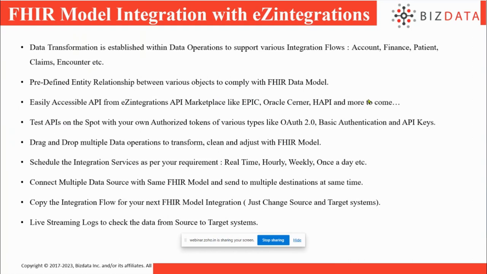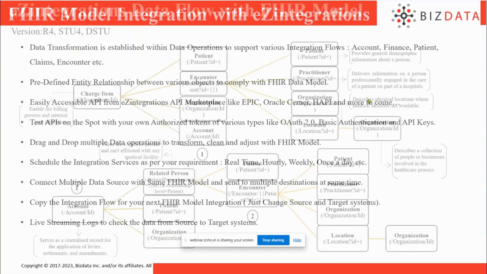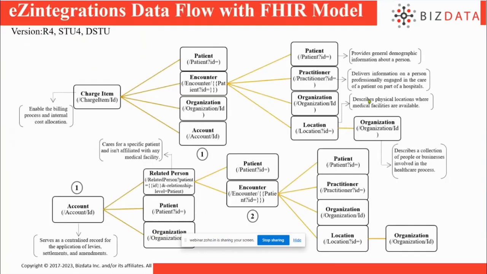You can also check out the live streaming logs, how my data is flowing from one system to another system. So these are a couple of snapshots of how the eZintegration platform takes care of data flow. Let's say in the case of accounting, the charge item: we read data from charge item based on the various charge item IDs, and then split that into patient and encounter, organization, and account, and finally split account again with patient, practitioner, organization, and location. We can also make a relation from account to account and then go deeper with related person, the patient information, and the complete history.